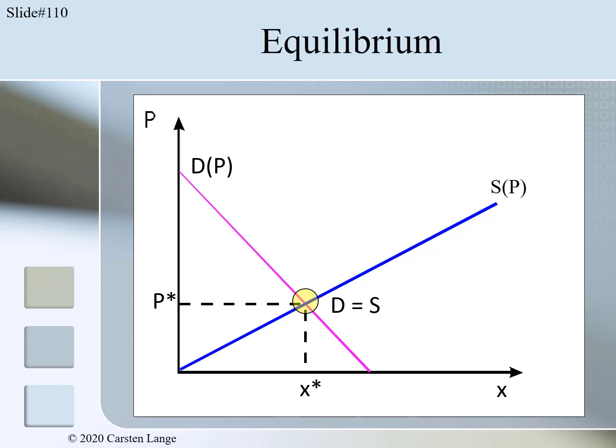Second, go horizontally to the left to the price axis and you will find the equilibrium price. And third, starting from the intersection point again, go straight down to the quantity axis and you find the equilibrium quantity. Because the equilibrium quantity is at the same time the equilibrium quantity demanded and supplied, it is labeled here X star rather than calling it D star or S star.